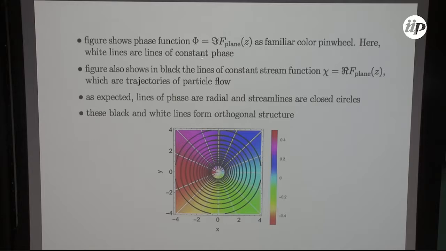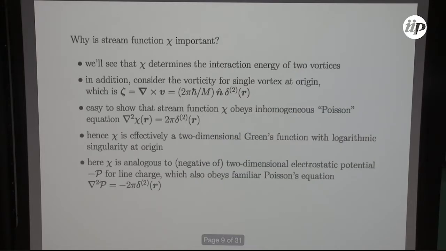If you take the imaginary part, you get this color pinwheel that everybody uses as visualization. And I've added the white lines, which represent lines of constant phase, and the black lines are the streamlines. You can see they're closed circles in a plane, and they form an orthogonal set because they're the real and imaginary parts of a complex variable.